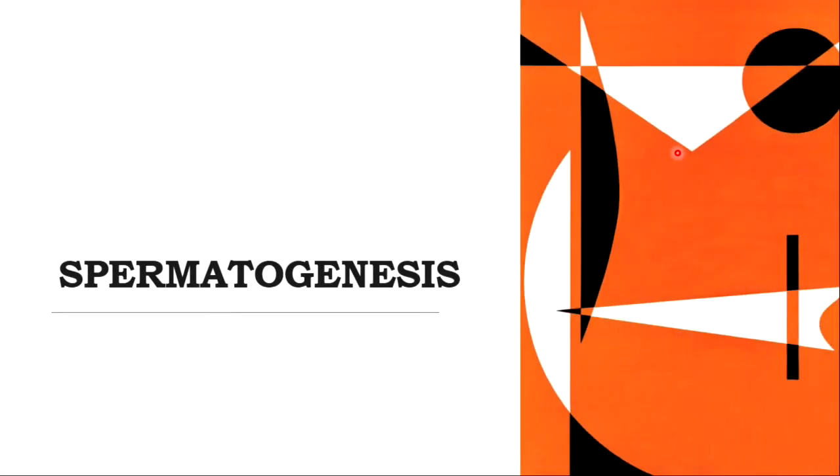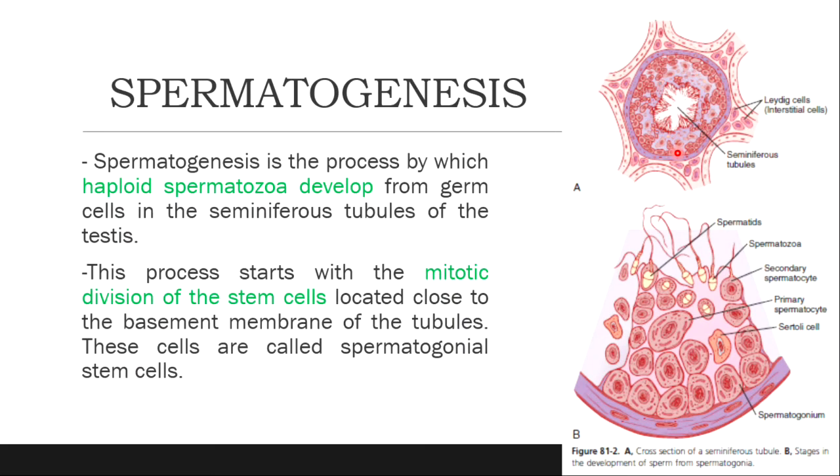Okay? So, let's start for the major subdivision. That is your spermatogenesis. So from the word spermatogenesis, that is your generation of sperm. So the spermatogenesis is the process by which haploid spermatozoa develop from germ cells in the seminiferous tubules of the testes. This process starts with mitotic division of the stem cells located close to the basement membranes of the tubules. These cells are called spermatogonial stem cells.